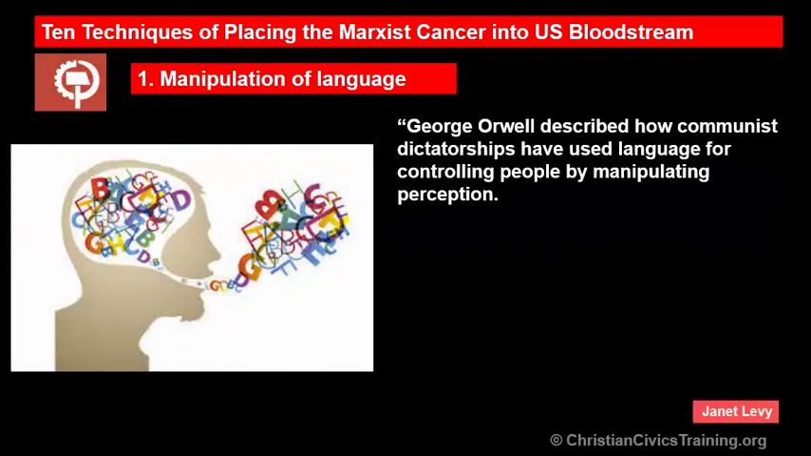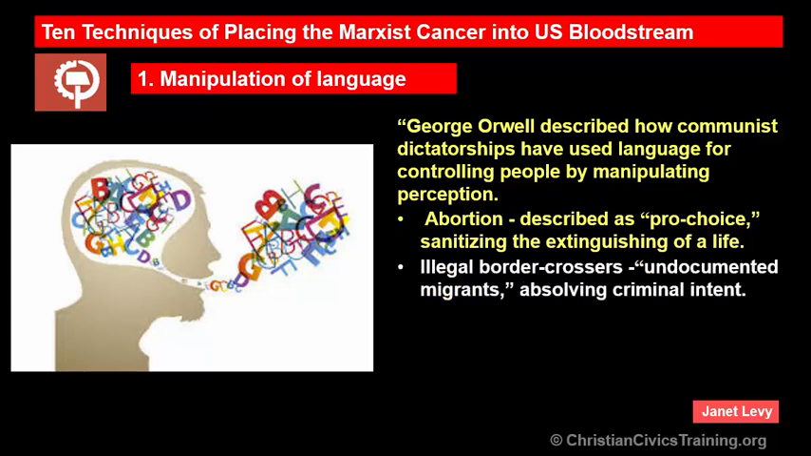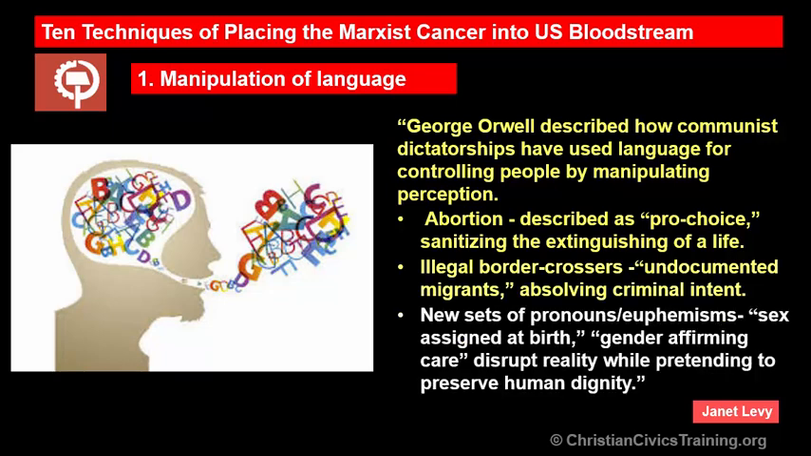Manipulation of language. George Orwell described how communist dictatorships have used language for controlling people by manipulating perception. Abortion is described as pro-choice, sanitizing the extinguishing of life. Illegal border crossers are undocumented migrants, absolving criminal intent. New sets of pronouns and euphemisms, sex assigned at birth, gender-affirming care, disrupt reality while pretending to preserve human dignity.